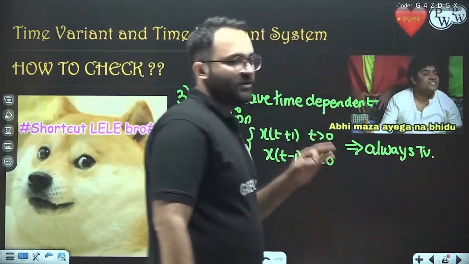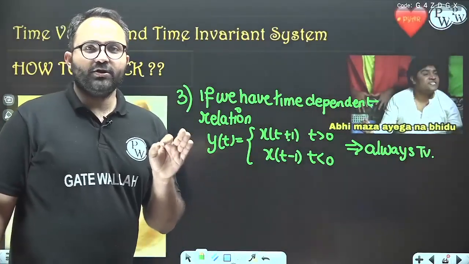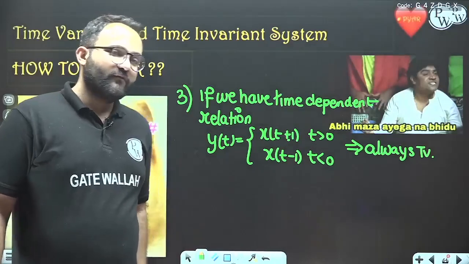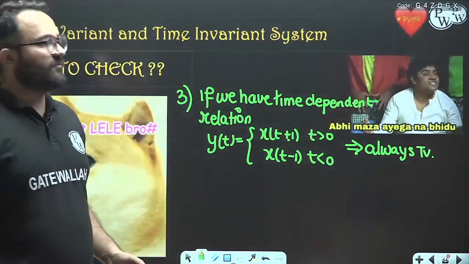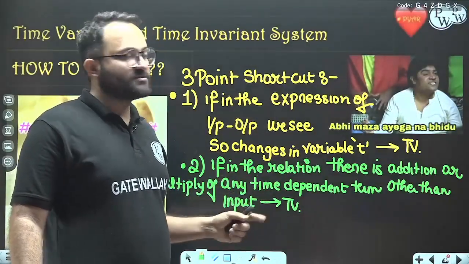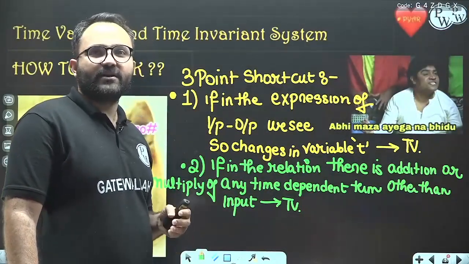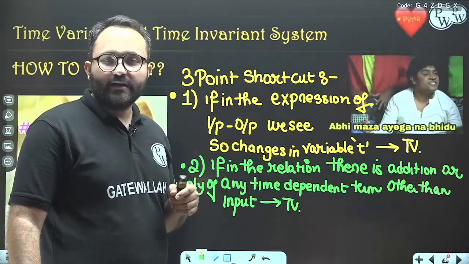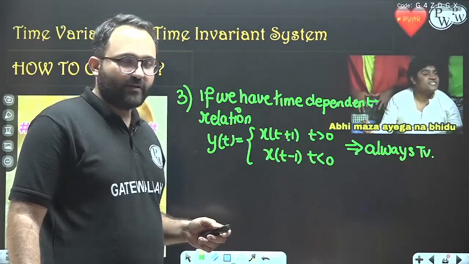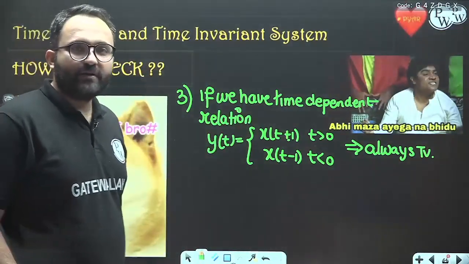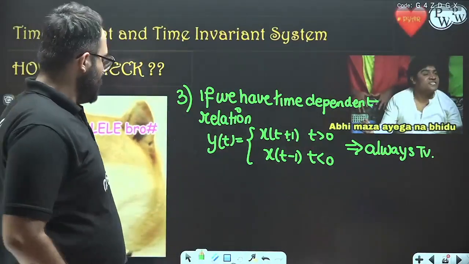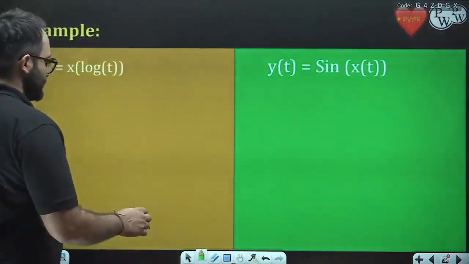So we have seen three points for when the system can be time variant. First, if we have made any changes in the variable t. We'll see the examples. Second, if we have any time dependent term getting multiplied or added in the system, then the system will be time varying. Third, if we have a time dependent relationship, then also the system is time varying.